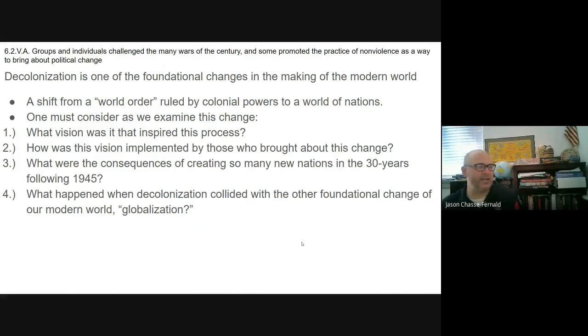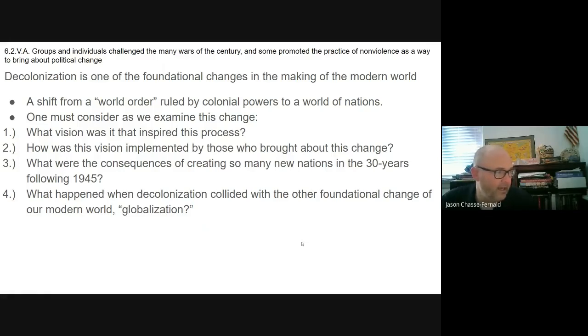How was the vision implemented by those who brought about this change? So you need that application to know if there was a continuity in their beliefs or changes in their beliefs. Number three, what are the consequences of creating so many new nations in a 30-year time span following 1945, or even that 10-year time block when most of it takes place? Countries that might be able to help usher in this transition, how are you going to help 30 countries in 1 year becoming independent? There's a lot of chaos involved in a lot of this change.